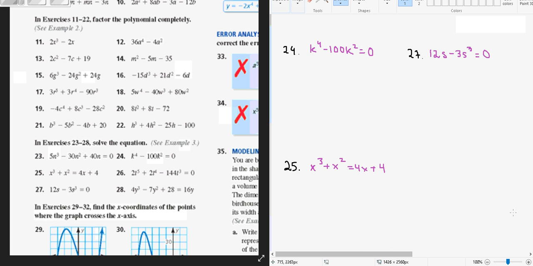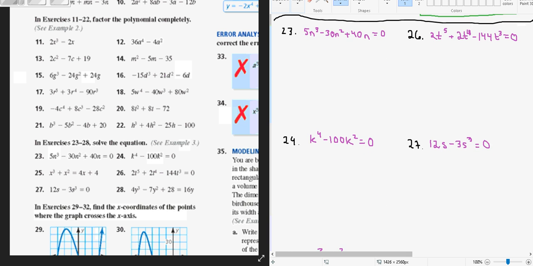So on number 25, it's not equal to 0. So that will be your first step, to get it equal to 0, so that we can factor it and use the zero product property to help us solve.